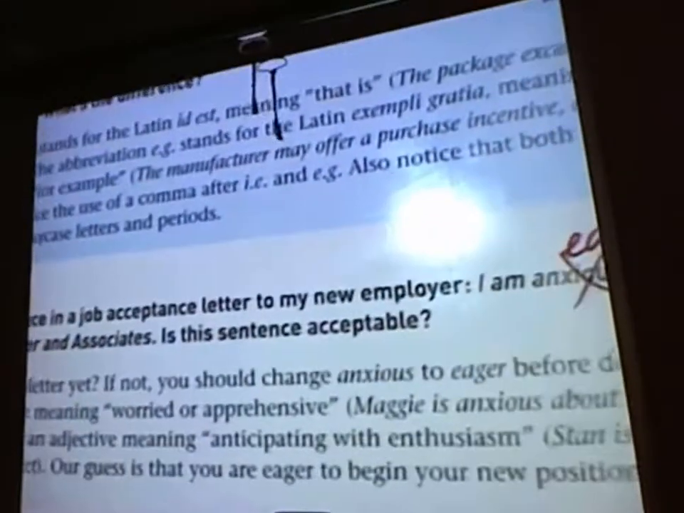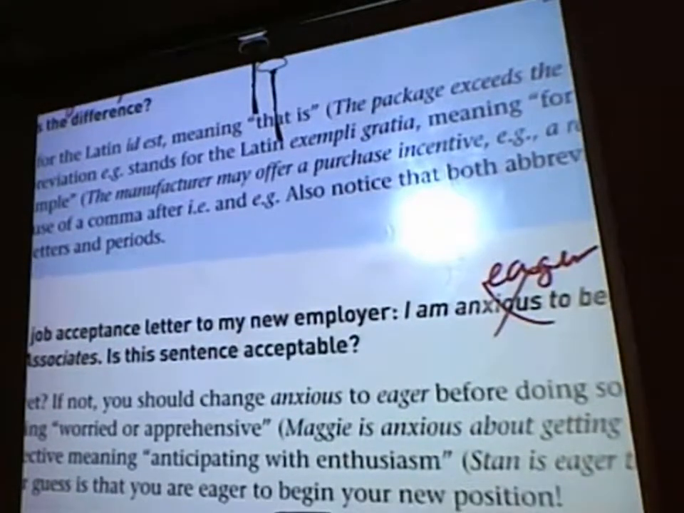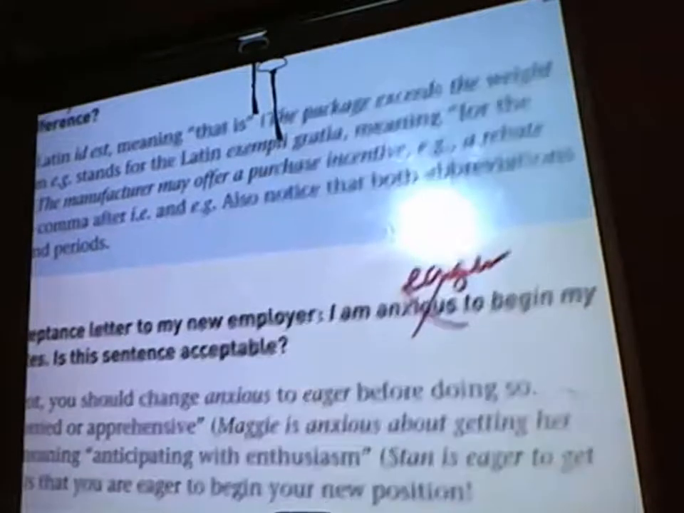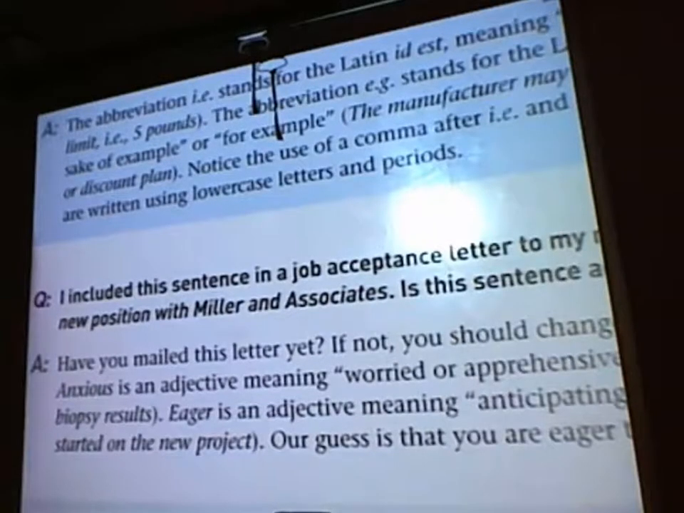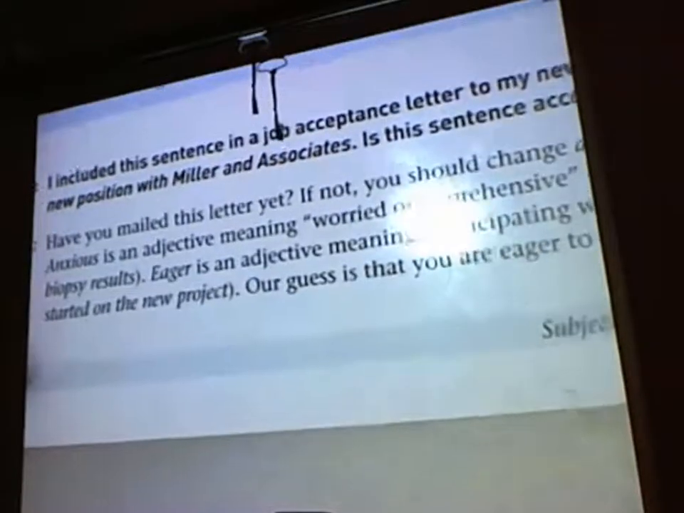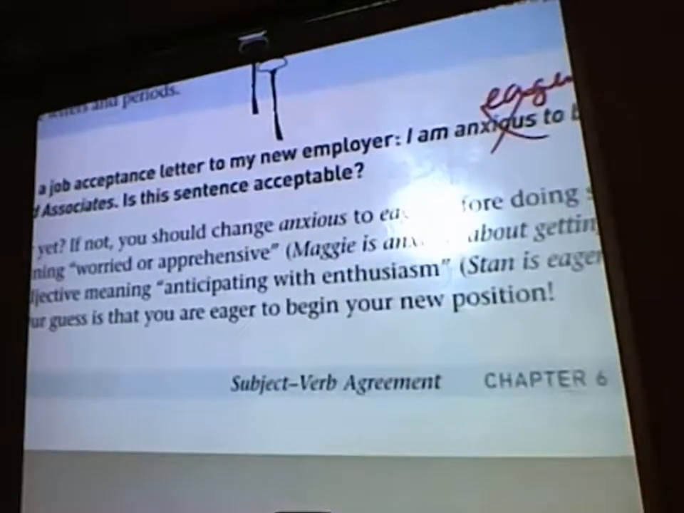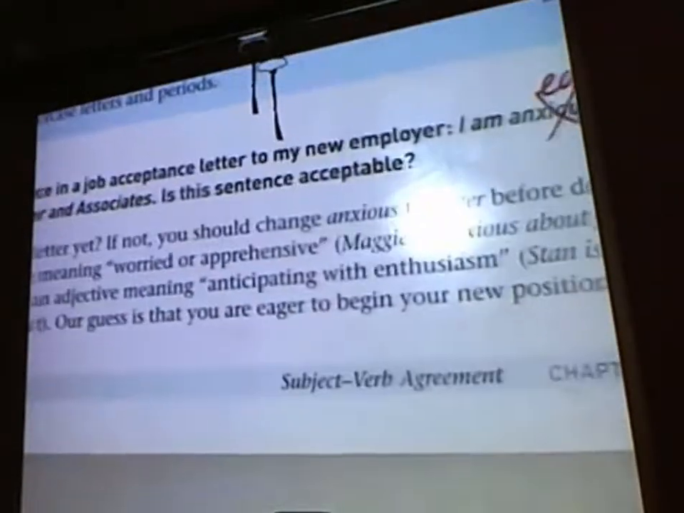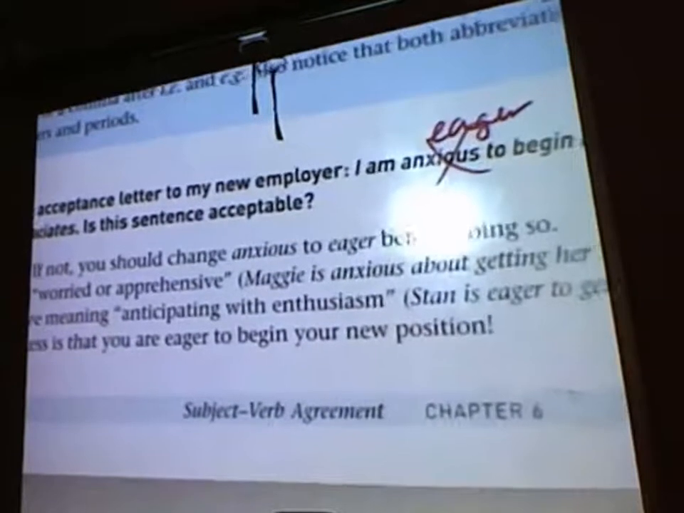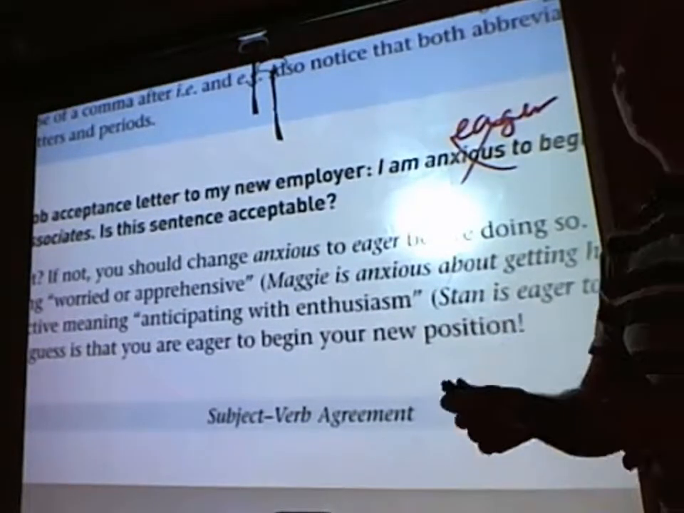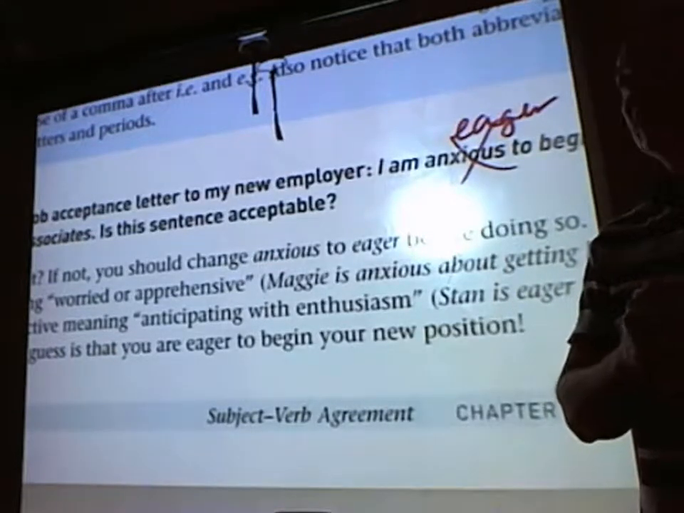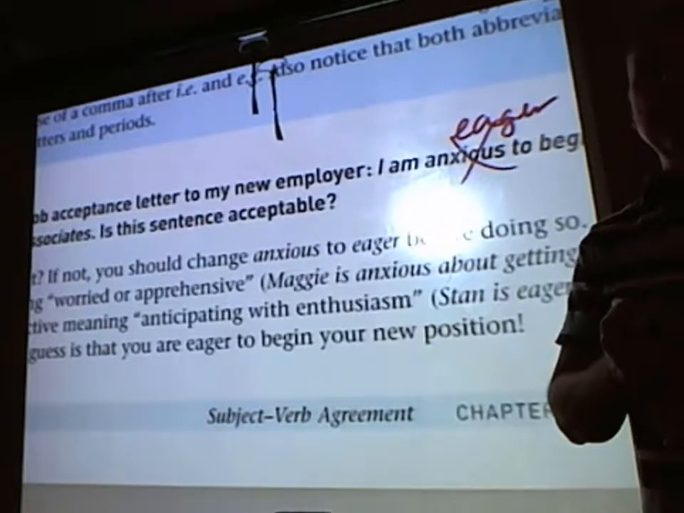Okay, next question. I included this sentence in a job acceptance letter to my new employer: I am anxious to begin my new position with Miller & Associates. Is this correct? No. You're looking forward to it, so you are eager. Now, you're anxious about the blood work that you had drawn earlier today. You want to find out the results, so you're anxious about that. The word anxious means with great anxiety, with discomfort. The word eager just means you're looking forward to something. We confuse those particular words on a regular basis.